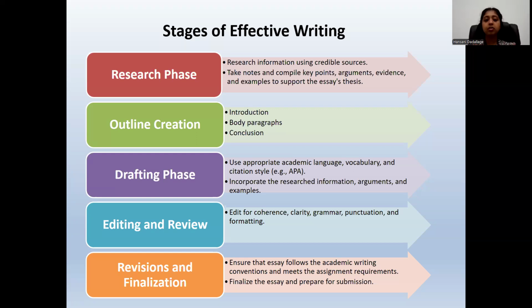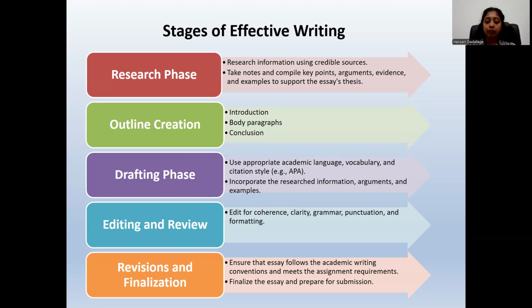You can structure your essay before you start writing the essay. So think of the introduction, what body paragraphs you are going to include in your writing, and how you are going to write your conclusion. After that, as the third stage, you can draft your essay, draft your report, which is called the drafting phase. Use appropriate academic language, vocabulary, and citation style, which is APA. Then incorporate the research information, arguments, and examples.